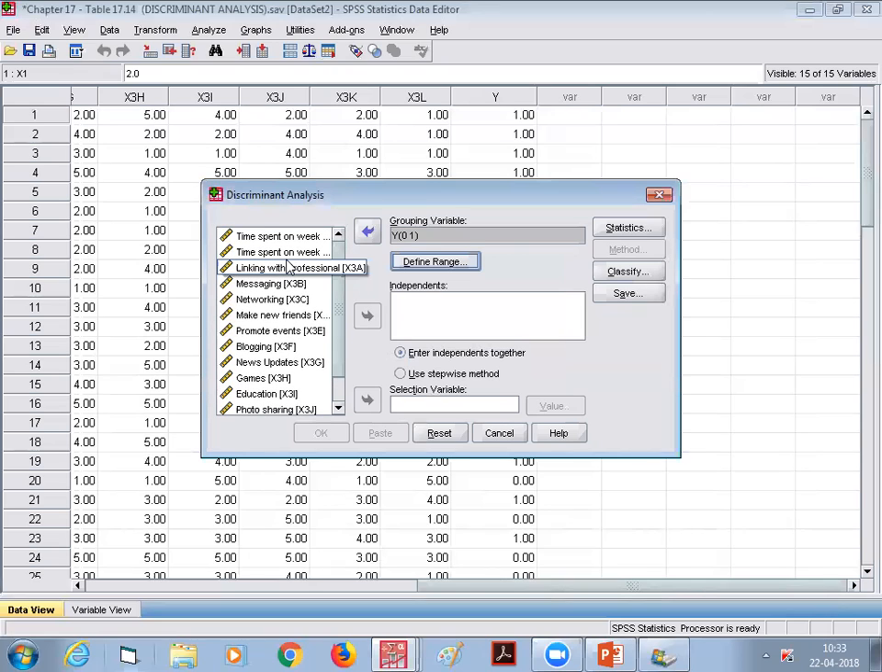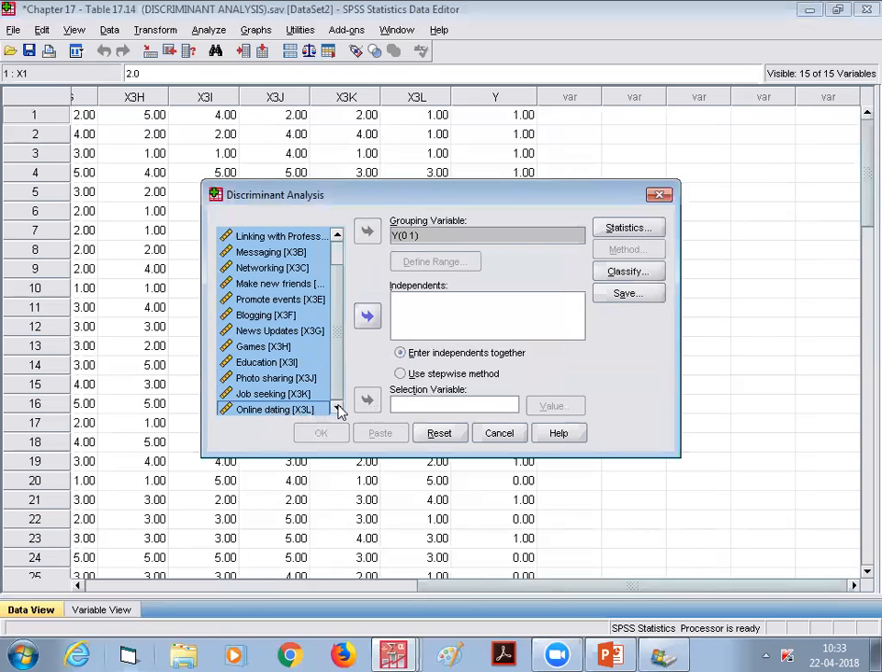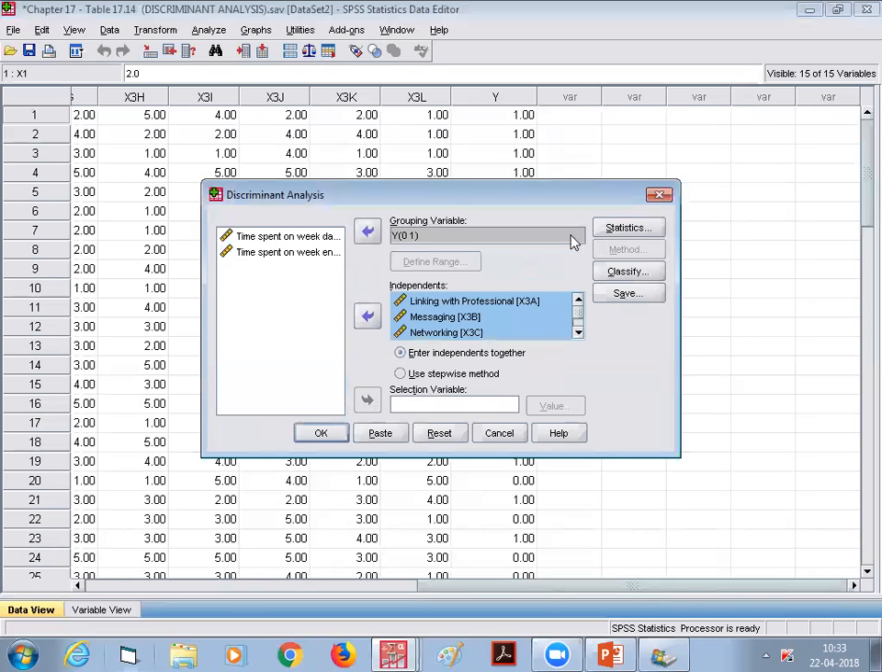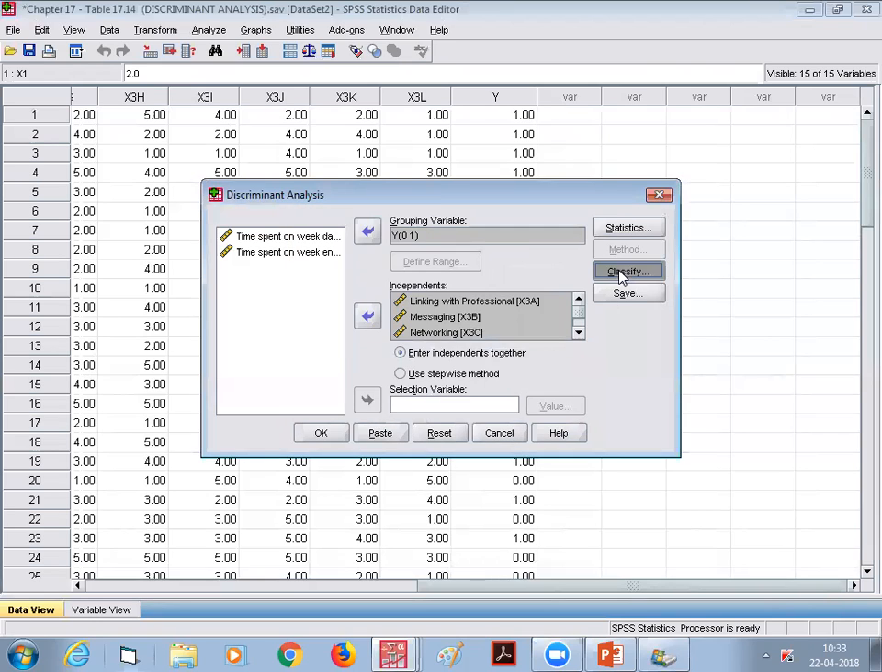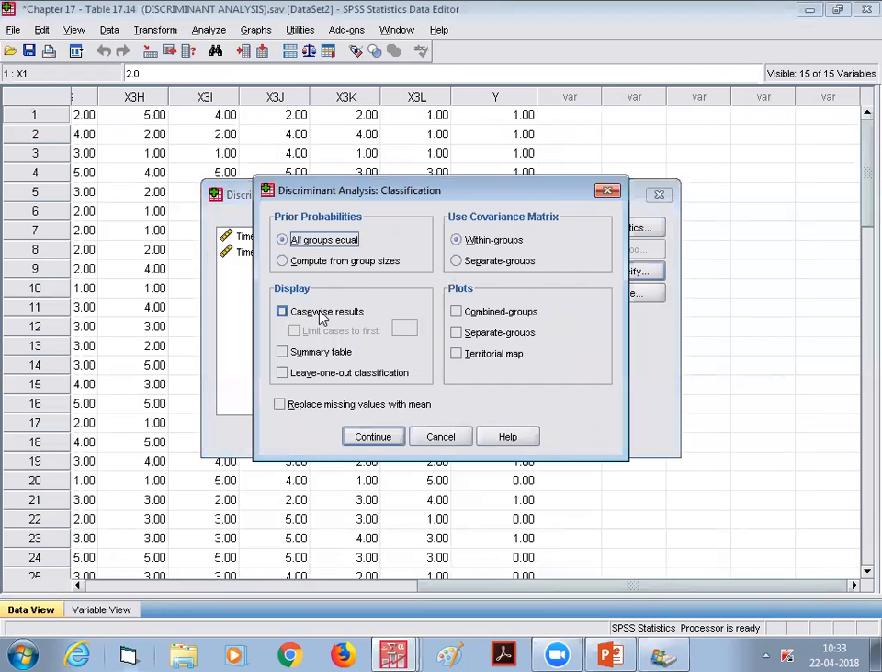That means time spent on weekends you don't take, because they are two different categories of questions. So let us take other variables like light. Take these as independent. Then all these things, whatever you want, statistics, I don't require means. I wanted only direct data. So I'll go to Classify.